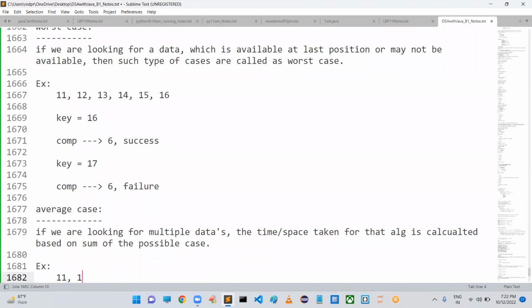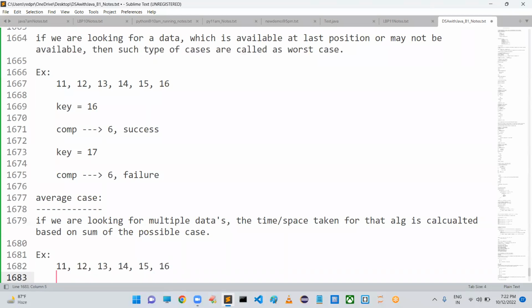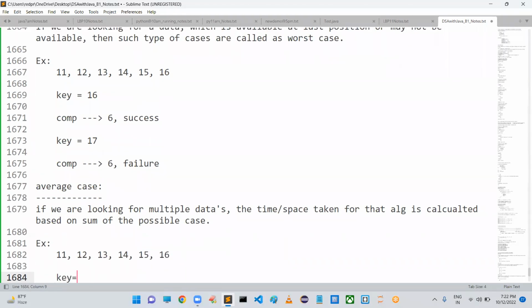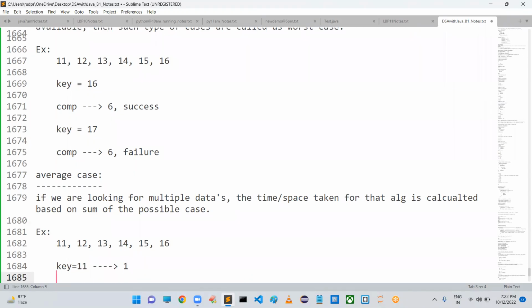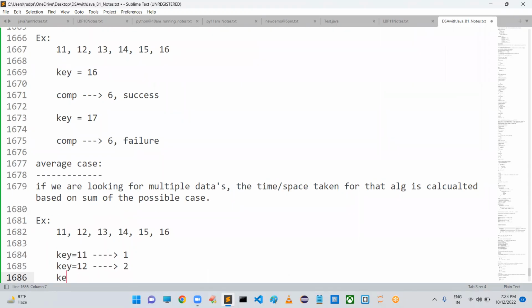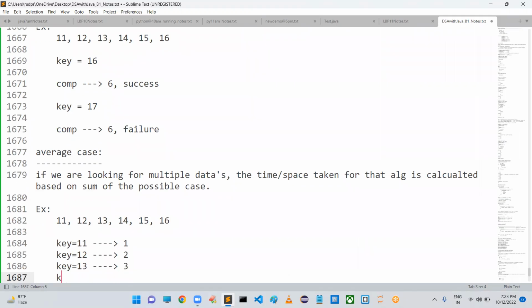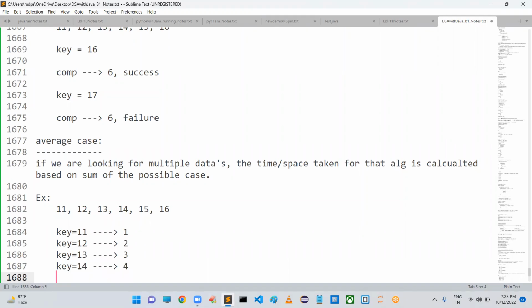For example, consider I have 11, 12, 13, 14, 15, 16. In the first case, I want to search for 11. How many comparisons are required? Only one comparison. Immediately I want to look for 12. How many comparisons? Two comparisons. Assume I am looking for 13. How many comparisons? Three comparisons. I am looking for 14. Four comparisons. I am looking for 15.